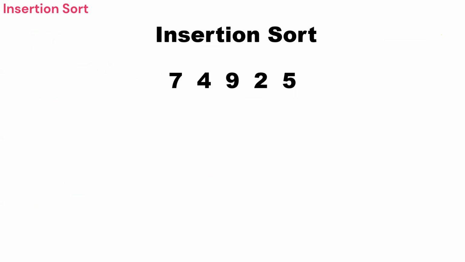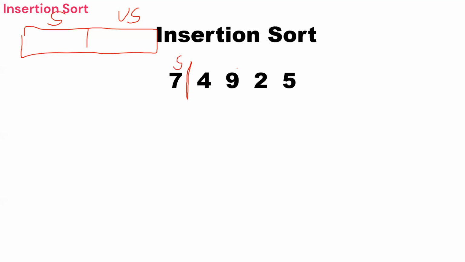Now the last type of sort is insertion sort. Out of these three, insertion sort is a little more difficult to understand. Technically, we are not checking greater or less. In this kind of sort, we are dividing the array into two parts, a sorted array and an unsorted array. In the first iteration, we're going to take 7 as the sorted array, and the rest as the unsorted array.